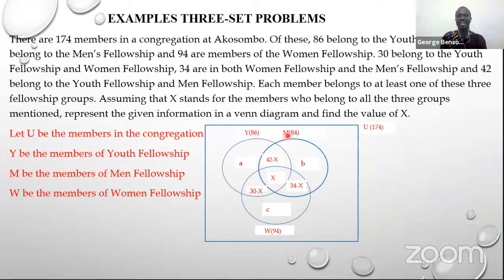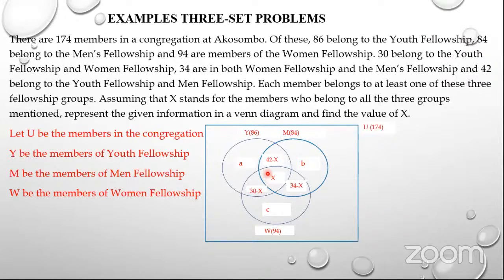M into bracket 84, that's what was given for the men, and W into bracket 94, that's what was given in the women fellowship. Then we were told to use S for those who belong to all the three. And as you can see, the S is here because here is the region for all those who belong to all the three. Is that okay?